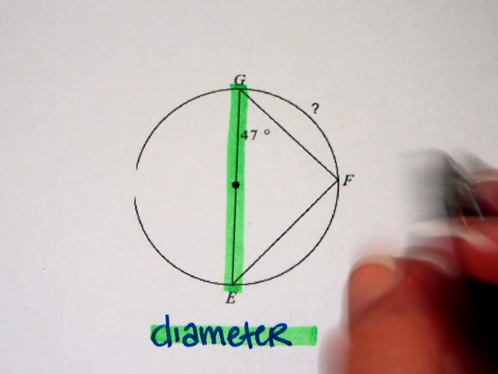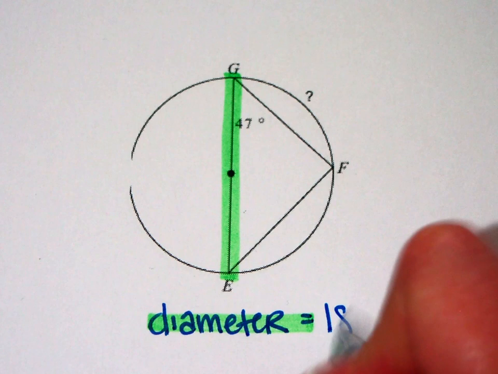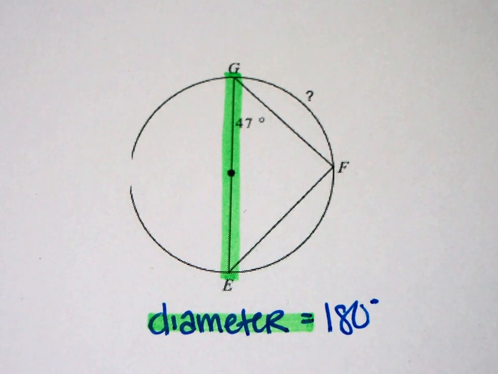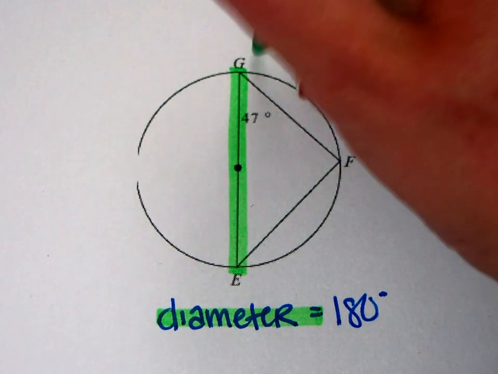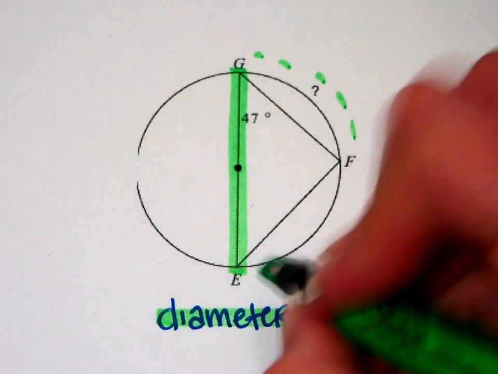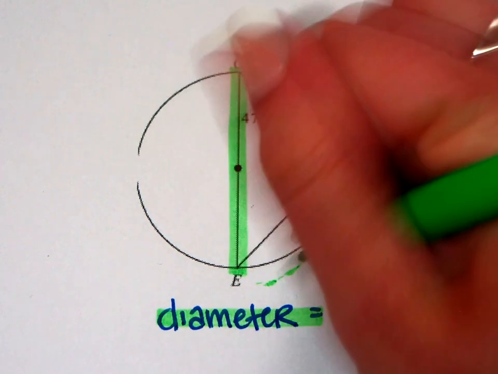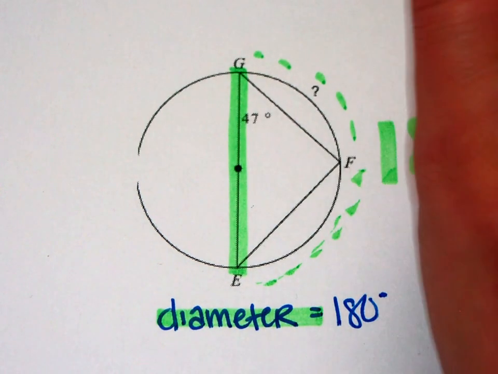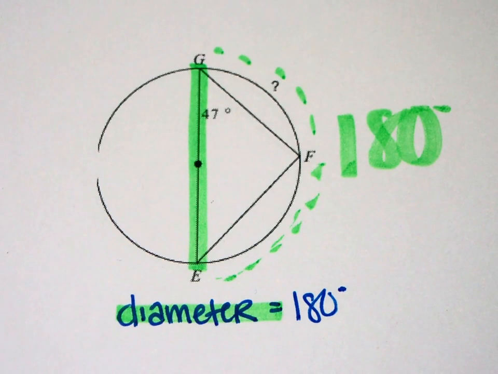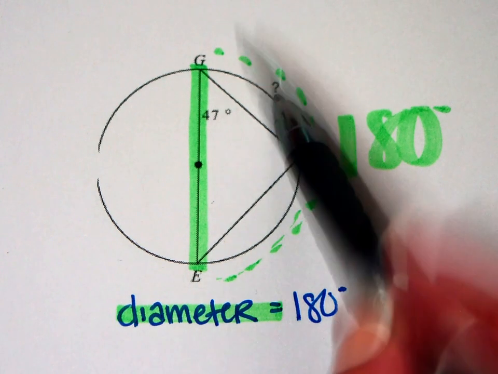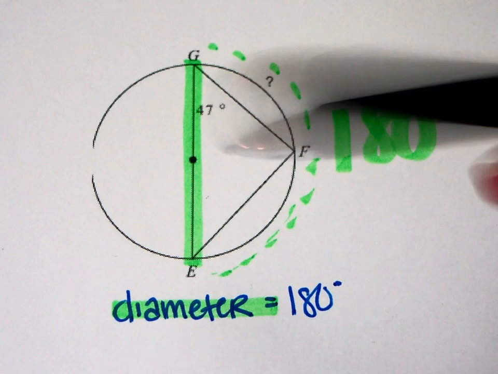A diameter is half a circle, and it's 180 degrees. So that lets us know, okay, this whole distance for my half circle has to be 180. That is very, very important because it's a diameter. That's going to be useful to us to get to the question mark because we know that we're dealing with only half of a circle.